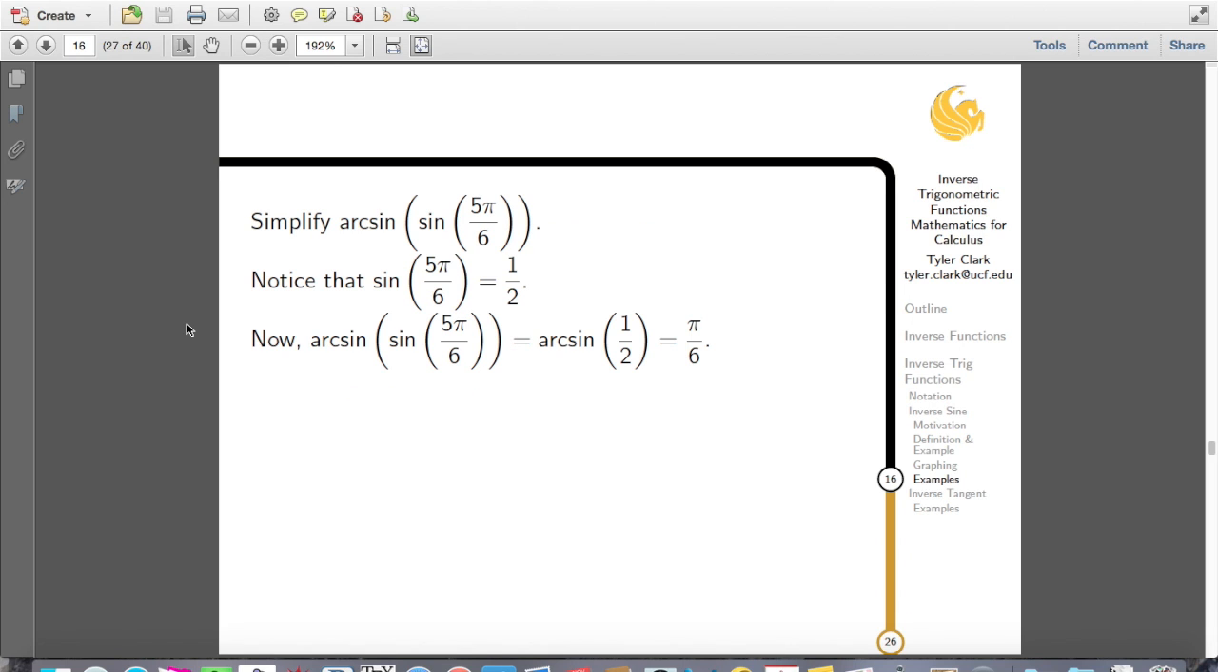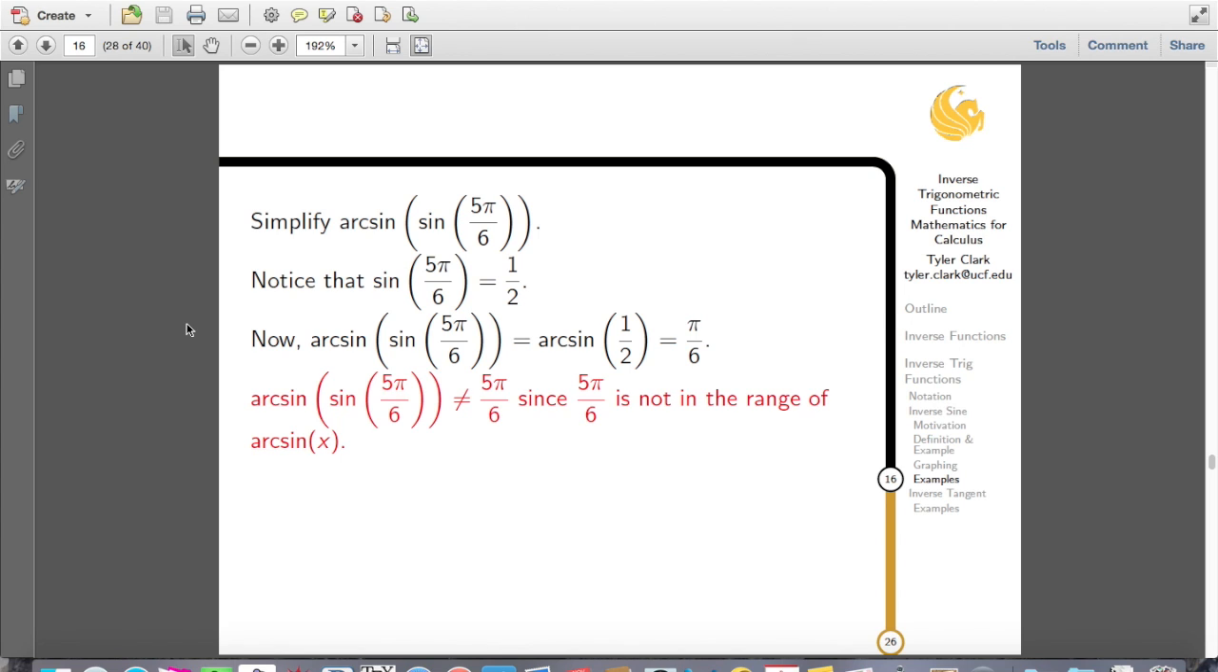Okay, now that you've had some time to try those problems, let's look at them. We notice that we want to work from the inside of this function outwards. So if I look at the inside, we're looking at the sine of 5 pi/6. Now, if I think back to my unit circle, the sine of 5 pi/6 is going to be 1/2. So now we can plug that in. The arcsine of the sine of 5 pi/6 is equal to the arcsine of 1/2. And if we look at what angle theta has a sine value of 1/2, well, that's pi/6.